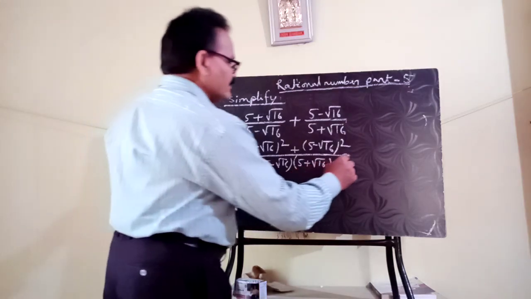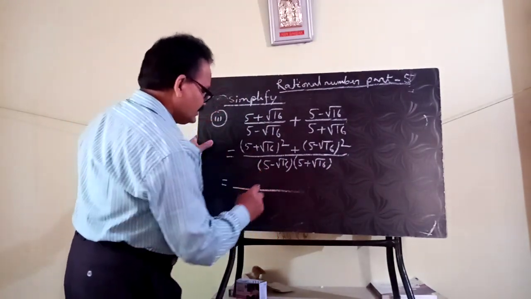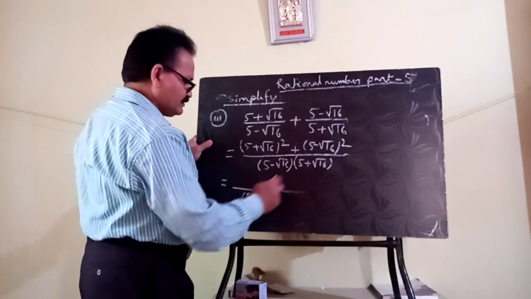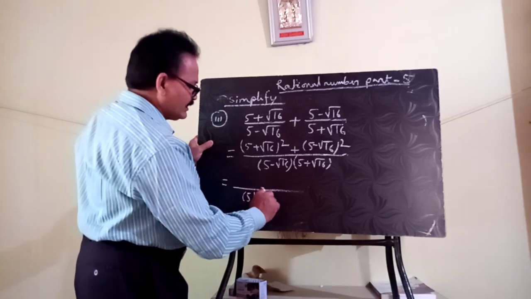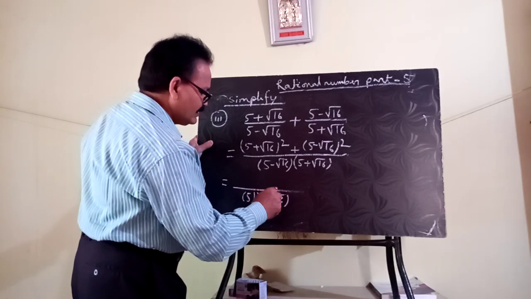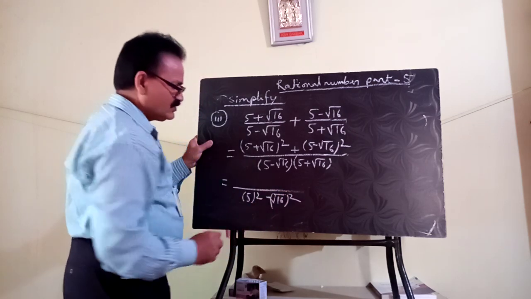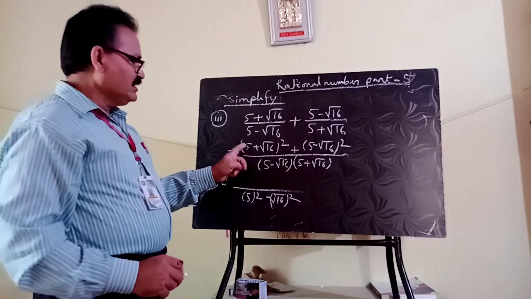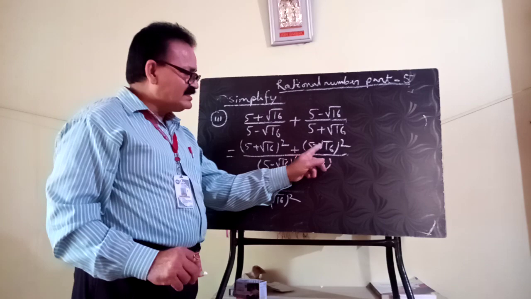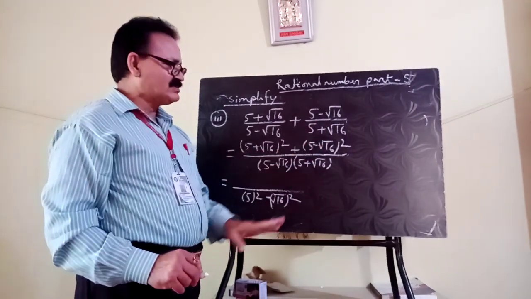Okay. So the next part of this is your 5 square, because here you are applying a minus b into a plus b. So this is your 5 square minus root 16 whole square. And in the numerator, this is your a plus b whole square plus a minus b whole square.